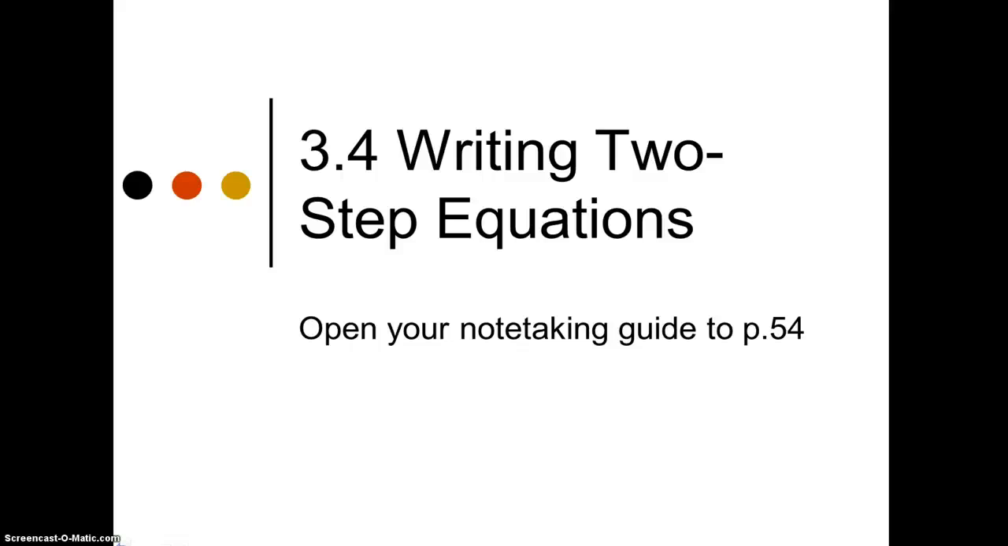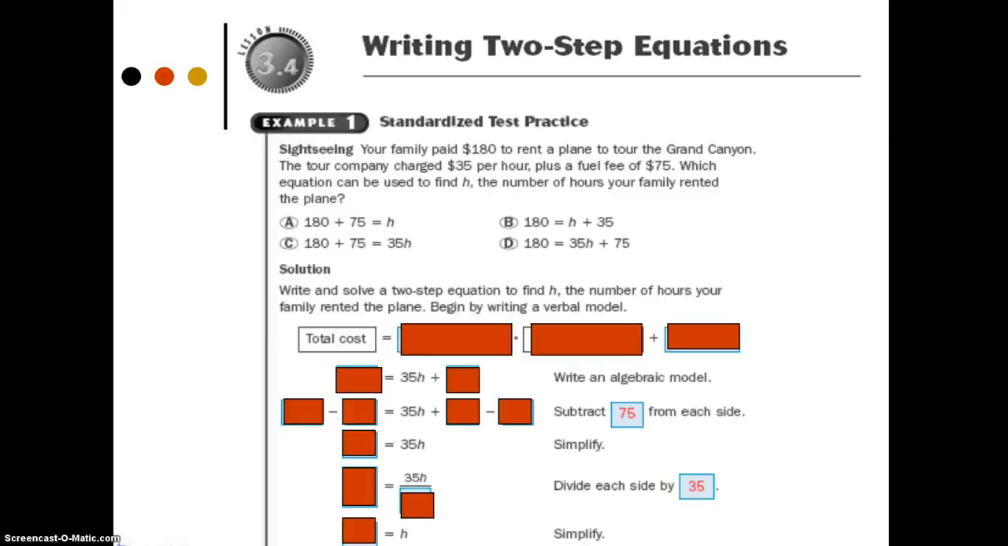Lesson 3.4, writing two-step equations. Example 1. Your family paid $180 to rent a plane to tour the Grand Canyon. The tour company charged $35 per hour, plus a fuel fee of $75. Which equation can be used to find h, the number of hours your family rented the plane?